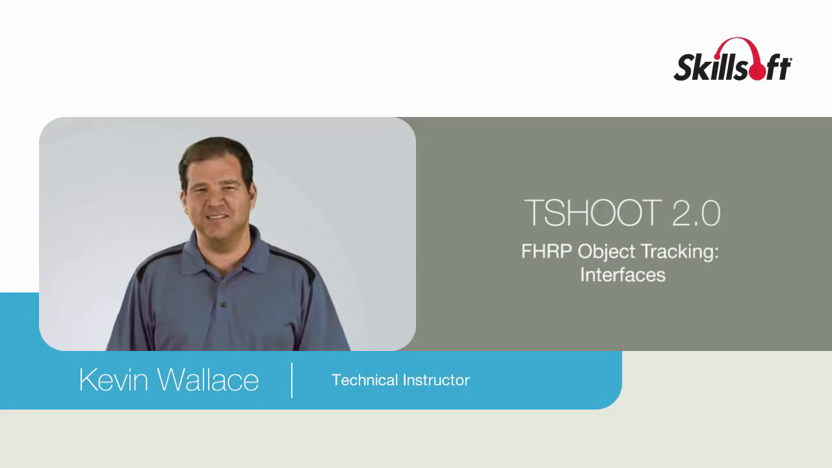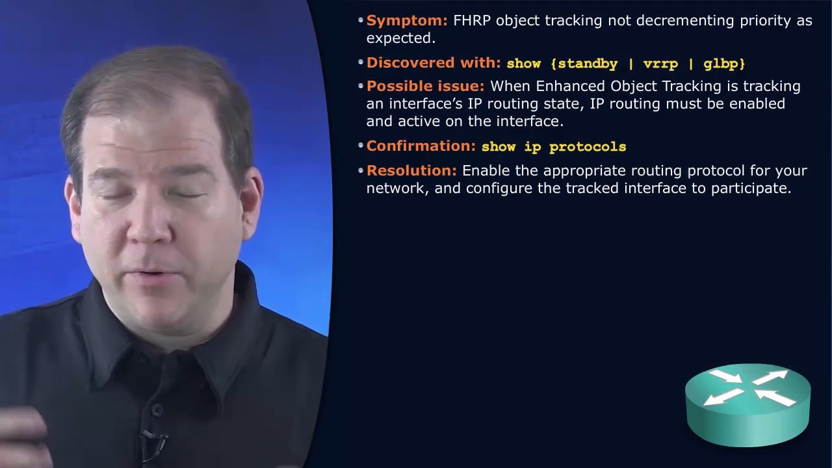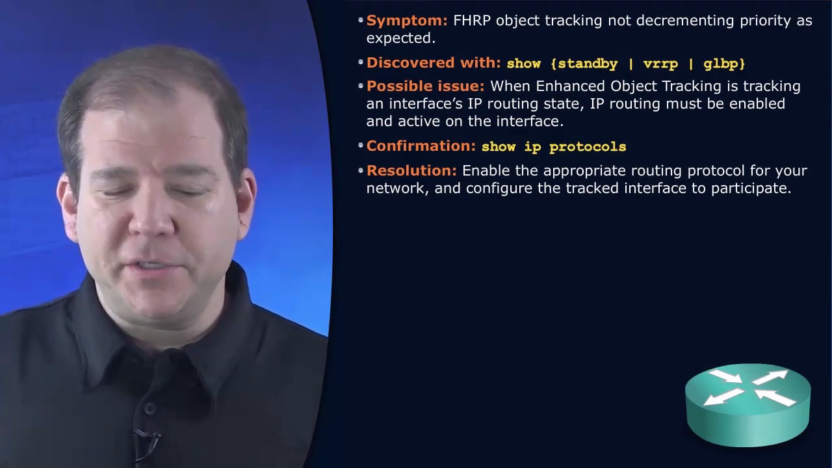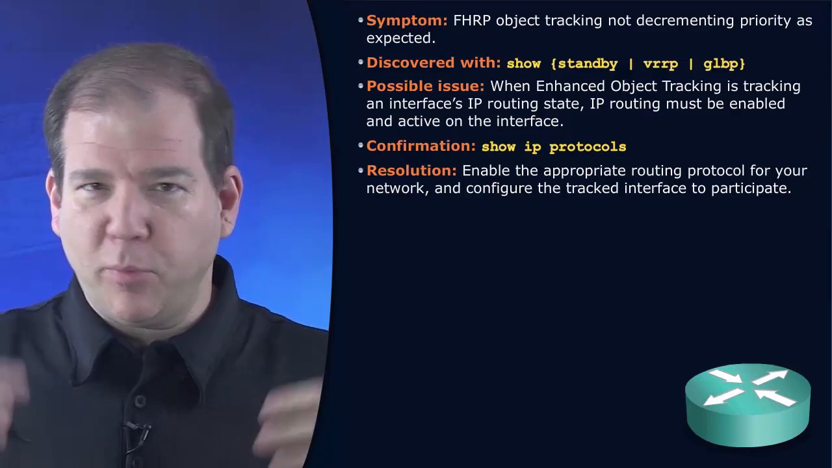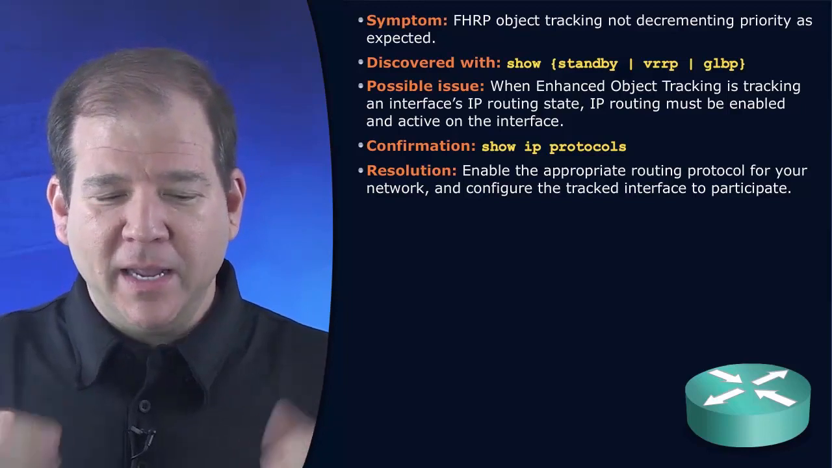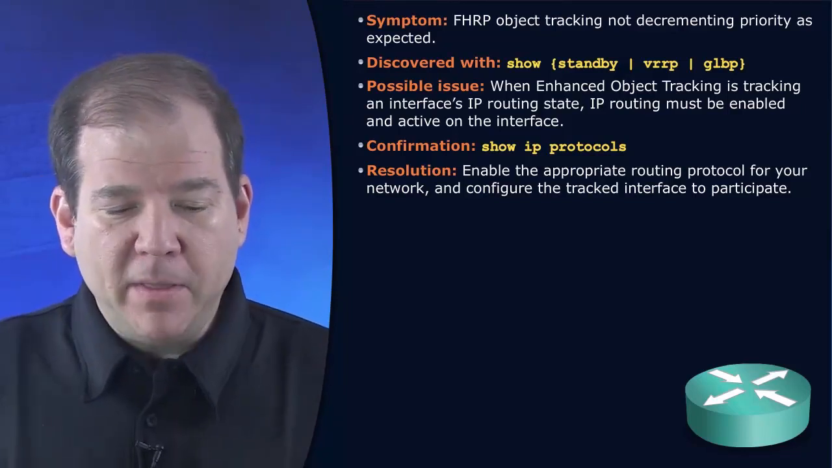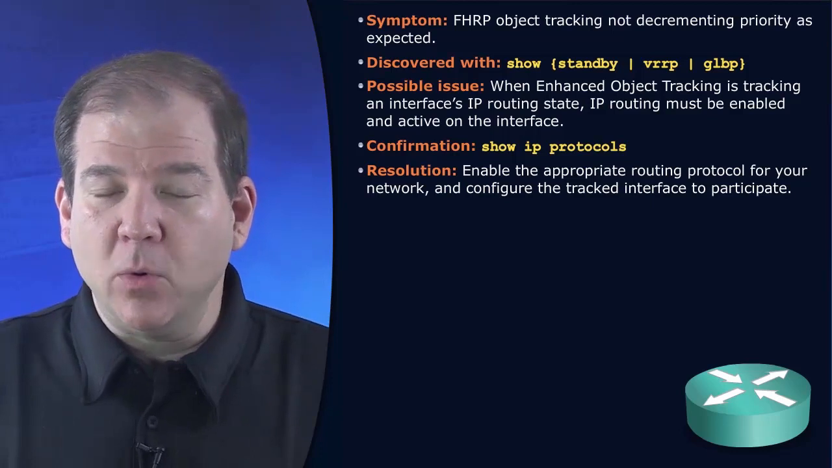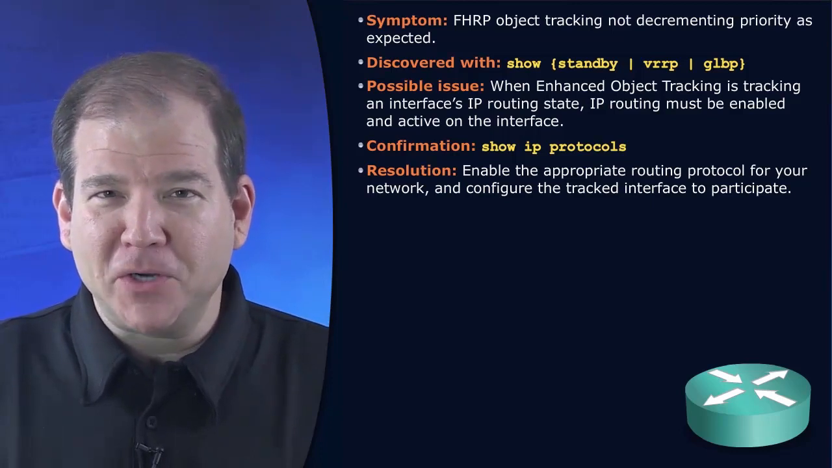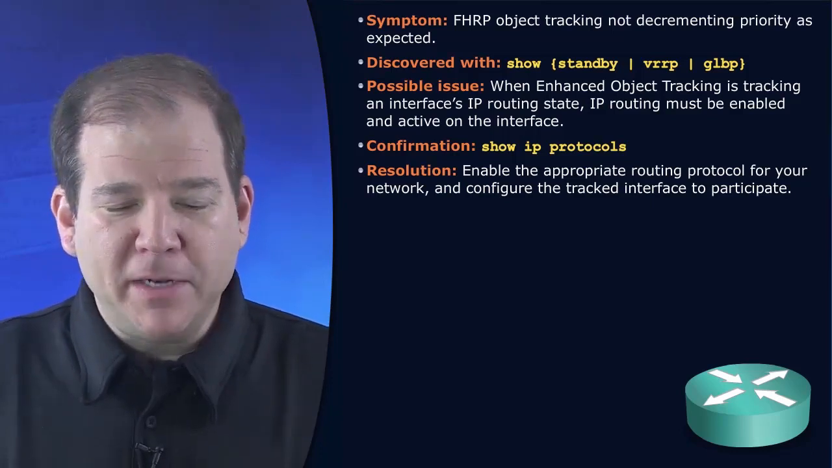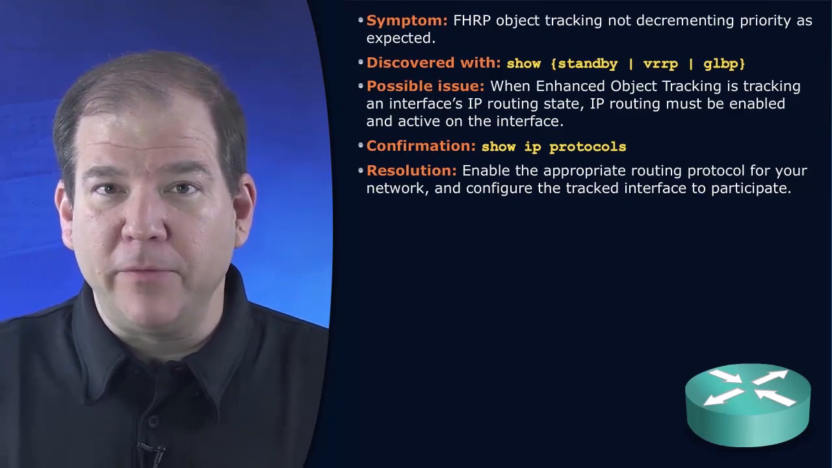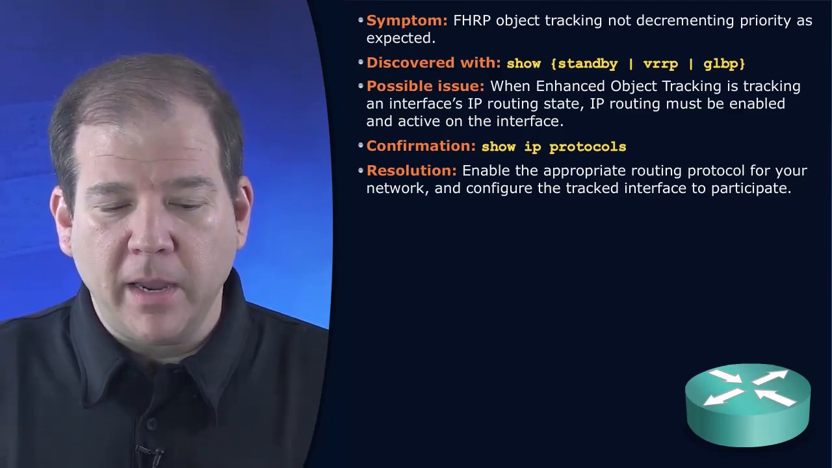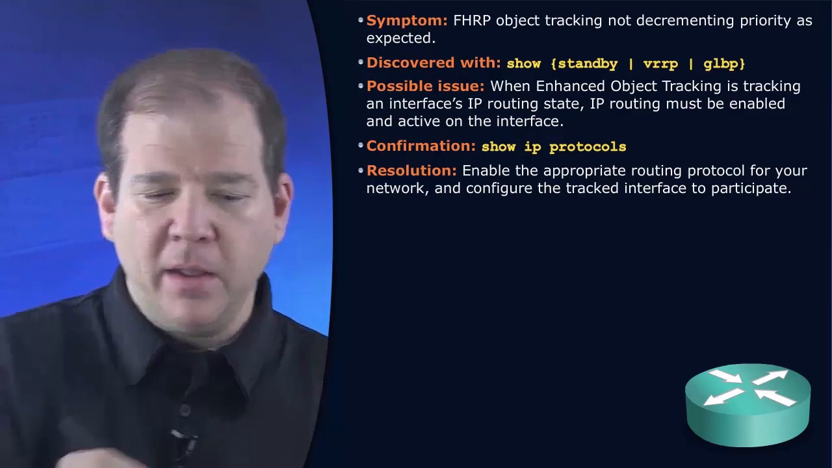Now let's consider some things that might prevent this from working as expected. One thing that might prevent our HSRP configuration from working as expected, and our priority is decremented as a result, is that maybe IP routing is not enabled on the interface that we're tracking. In our example, maybe that interface is not currently enabled for a routing protocol. And we know that we're decremented with a show command.